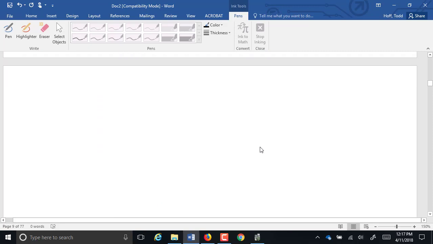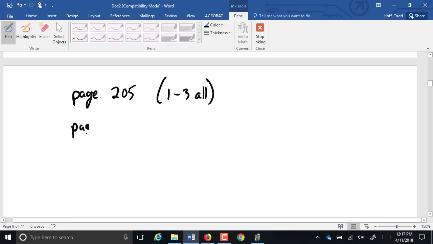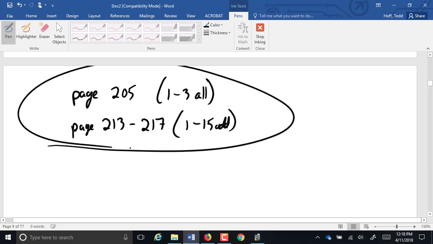Another part of your homework is going to be out of the book, pages 205, 1 through 3. I'm just going to have you do all 3 of those. Those are just identifying features of the graph. And then page 213 to 217, this is again just more reading graphs on 1 through 15, the odds there. So 3 things for you to work on, the worksheet and those 2 pages out of the book.